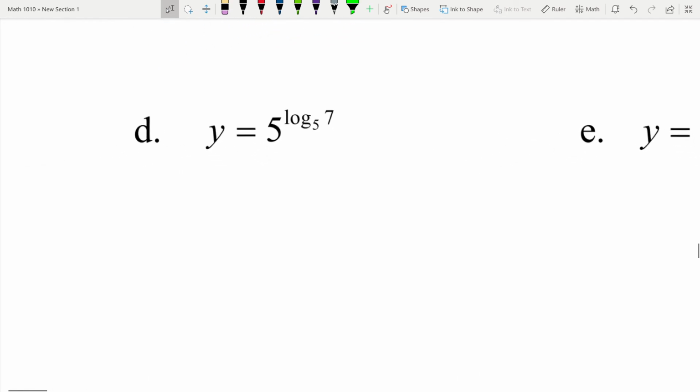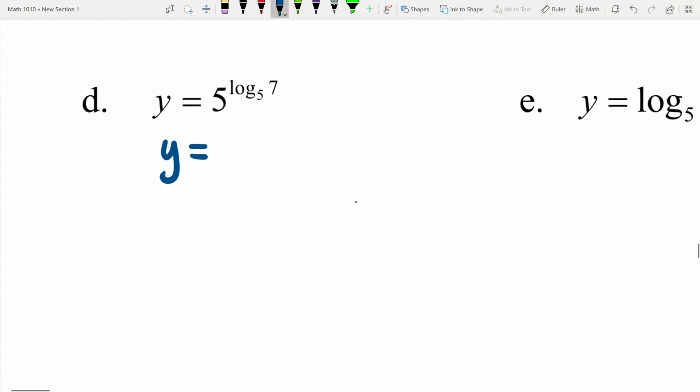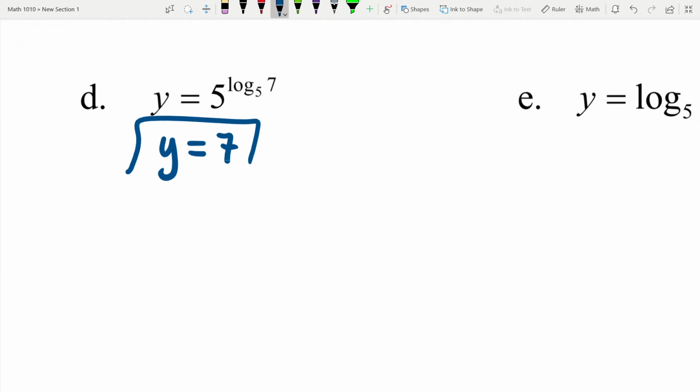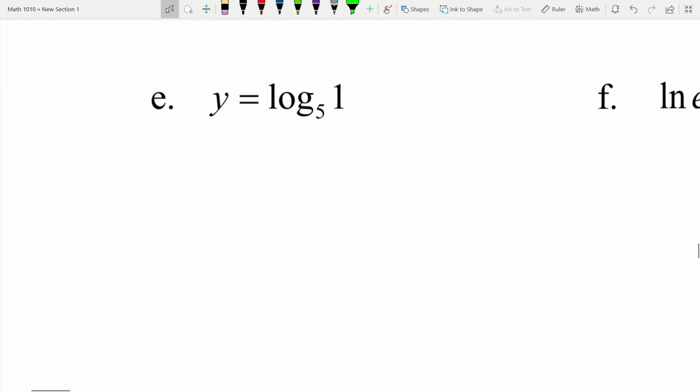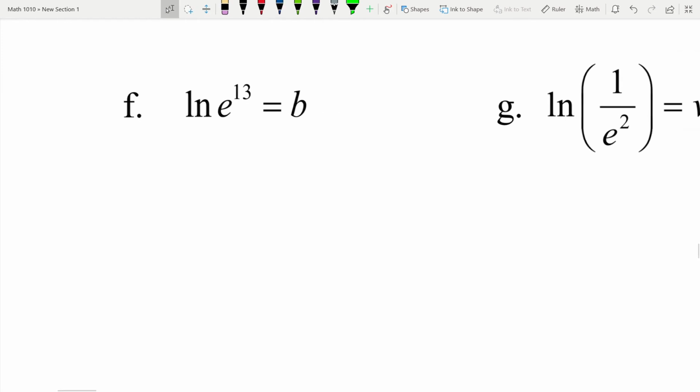Okay, here's question D. You just have to remember this one. 5 raised to the log base 5 of 7. What's it equal to? 7. You guys, you just literally go right to the answer on these. You just have to know the rules. Okay, this one right here. Log base anything of 1. Everybody tell me what it is. 0.